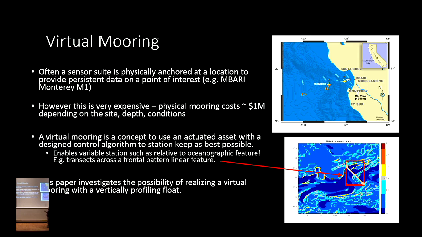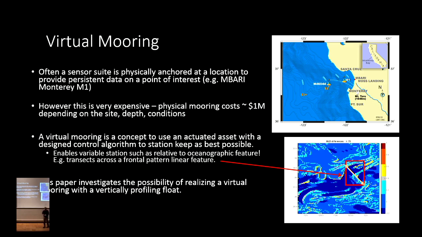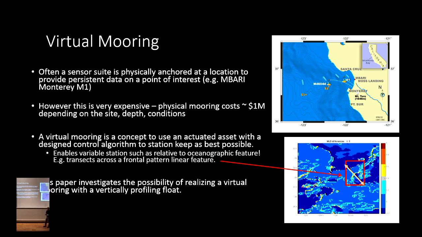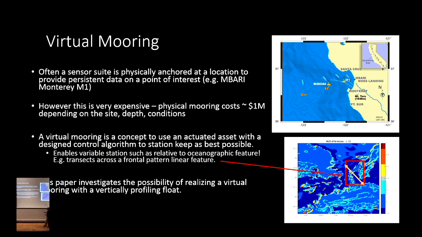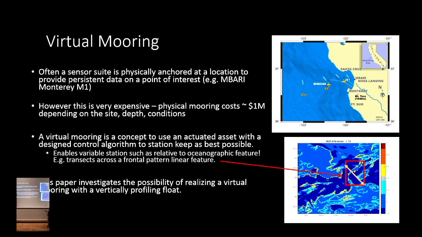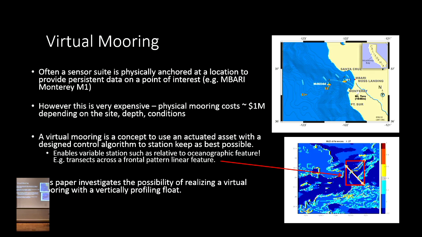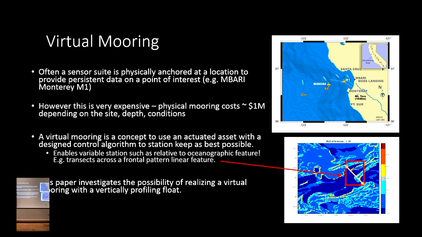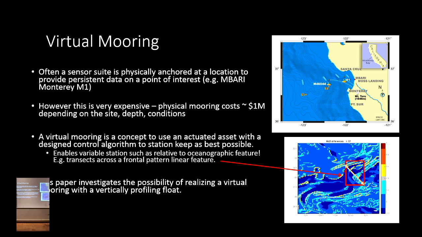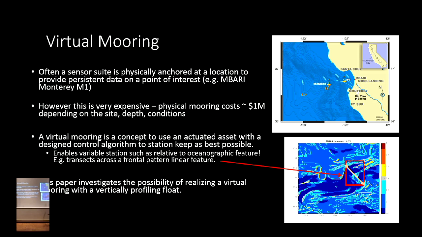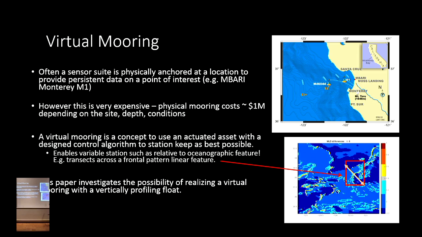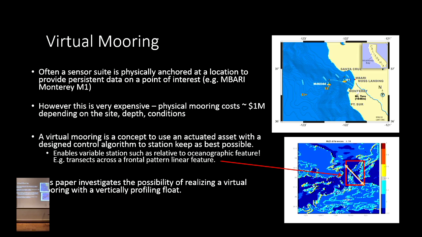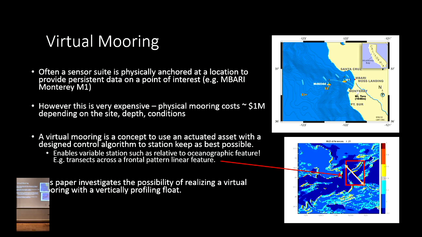So the concept of a virtual mooring has been proposed by multiple people. The idea is you have an autonomous vehicle, and it tries to station keep. Interestingly enough, sometimes you don't actually want to station keep. One of the most famous moorings in the world is what's called M1. It's run by MBARI, the Monterey Bay Aquarium Research Institute. And they have these S2 and S3 that are further out. Sometimes there's a particular feature that you want to sample across. This is showing a linear front here, as we get later on in time. And the scientists want to sample across that feature.